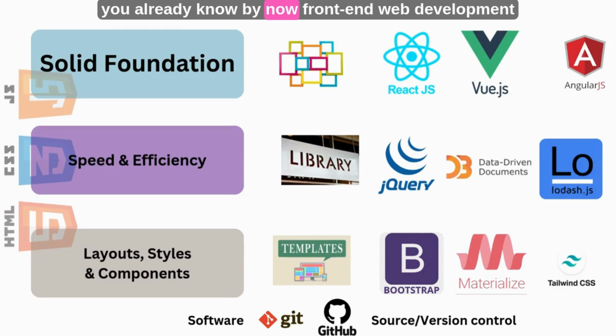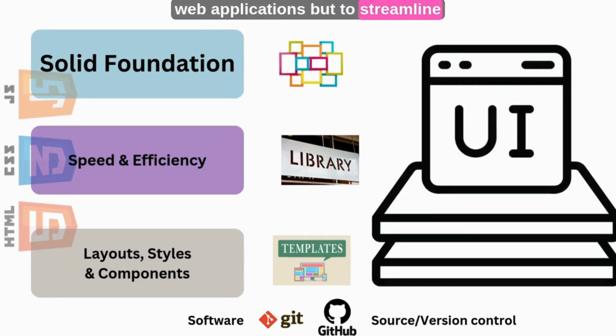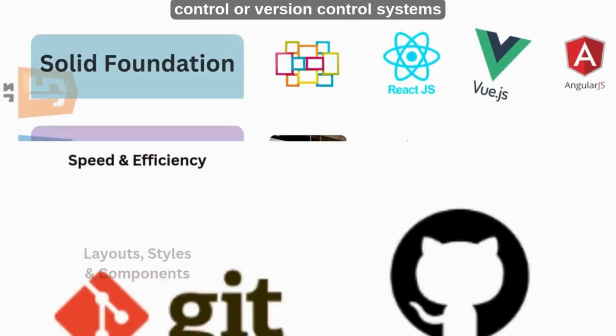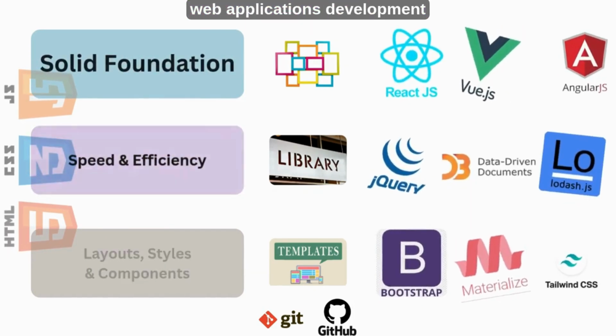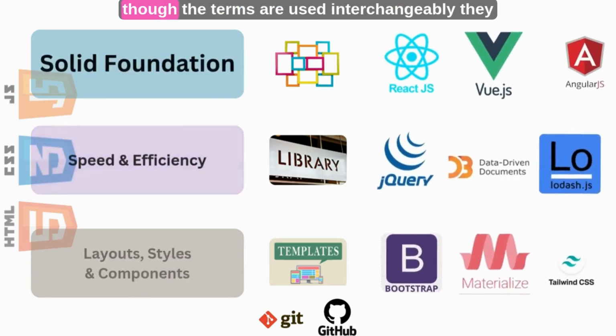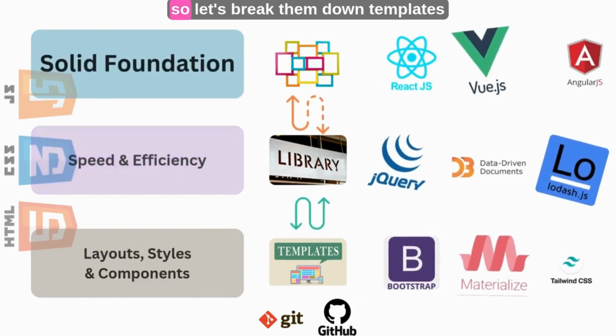As you already know by now, front-end web development involves building the user interface of web applications. But to streamline this process, developers often use templates, libraries, frameworks, and source control or version control systems to make the development of these dynamic and interactive web applications more streamlined, efficient, and maintainable. Even though the terms are used interchangeably, they represent distinct concepts in web development. So let's break them down.